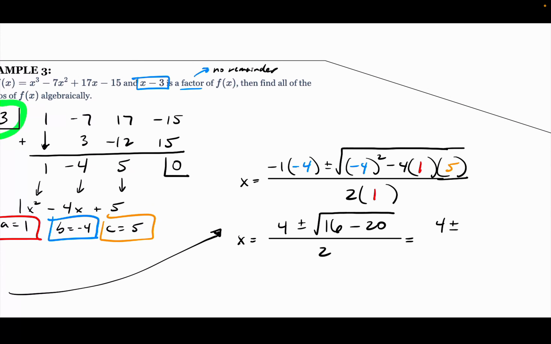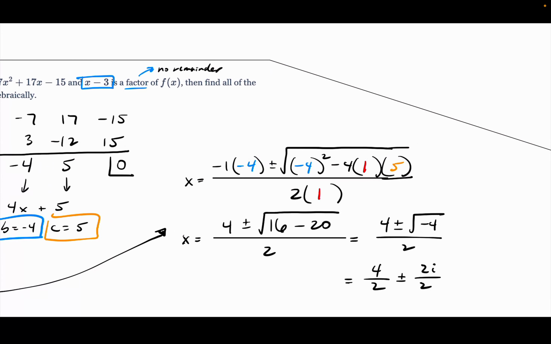Okay, so subtract inside the square root, I get negative 4. What is the square root of negative 4? 2i. So it's going to be 4 divided by 2 plus or minus 2i divided by 2. So it's going to be 2 plus or minus 1i, or just i, when you divide, because each of these guys gets divided by 2. Okay. All right, so the last guy.